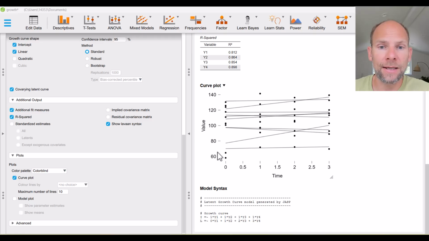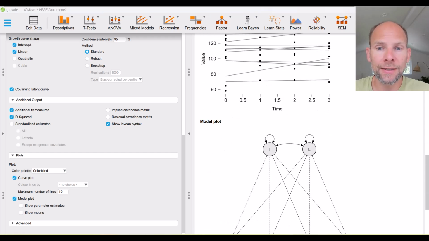So that's the intercept variance reflection. And then also in the steepness of the curves, we see some variation, and that's what's reflected in the slope factor variance estimate. You can also get a path diagram of the model when you click on model plot, where you can show this model as a path diagram if you like.